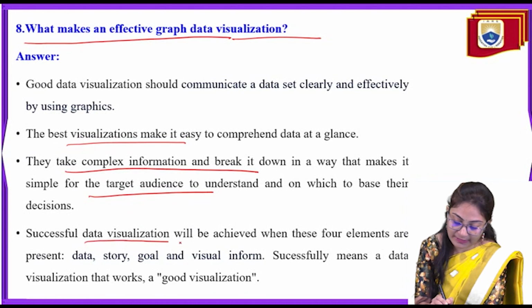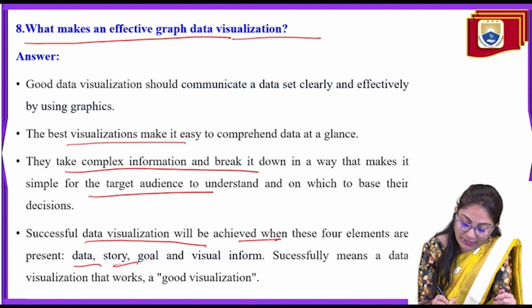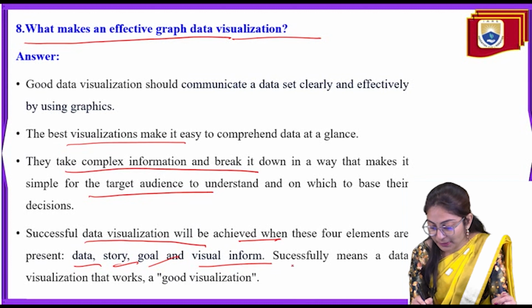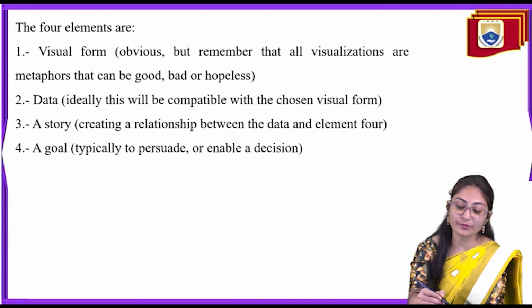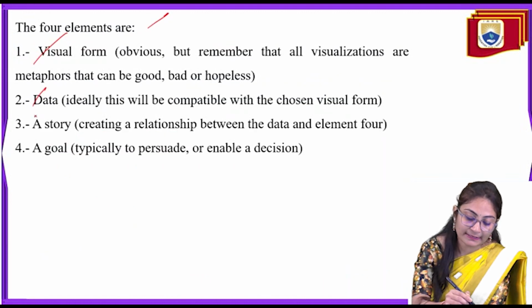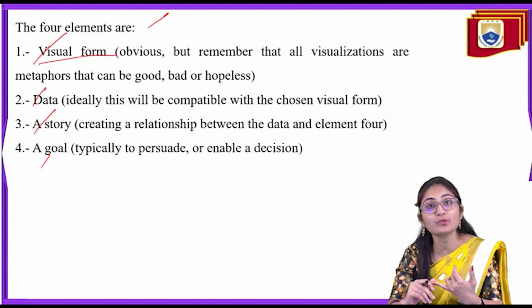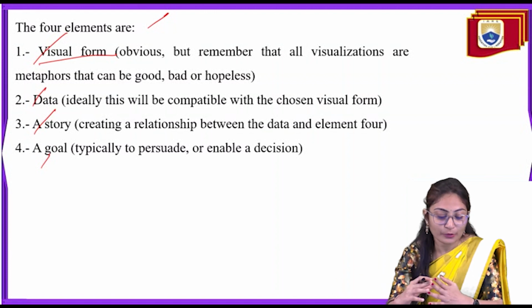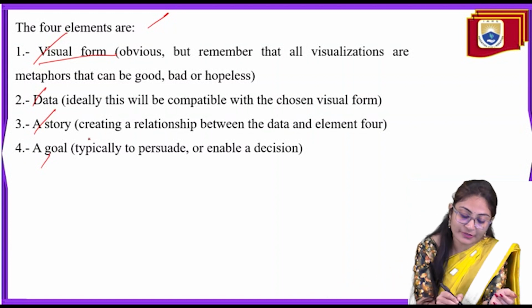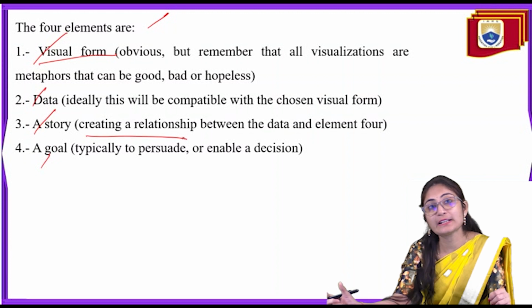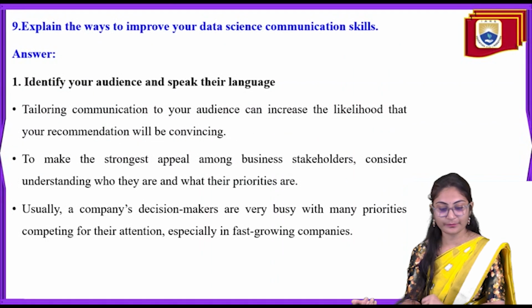Then next one is successful data visualization will be achieved when these four elements are present, like data, story, goal, and visual form. So successful means data visualization that works, and that is good visualization. So four elements like visual form, data, story, and the goal. Visual form is showing, that's obvious, but remember all the visualizations are metaphors that can be good, bad, or hopeless also. So then data, ideally this will be compatible with the chosen visual form. Then story, creating a relationship between the data and the element 4. And goal, it is typically to persuade, enable a decision.